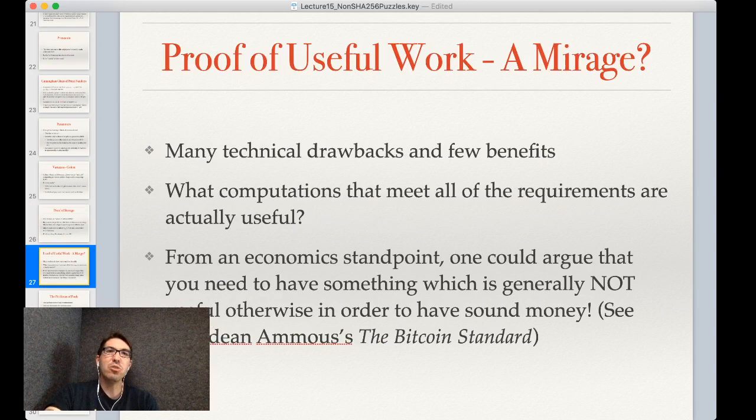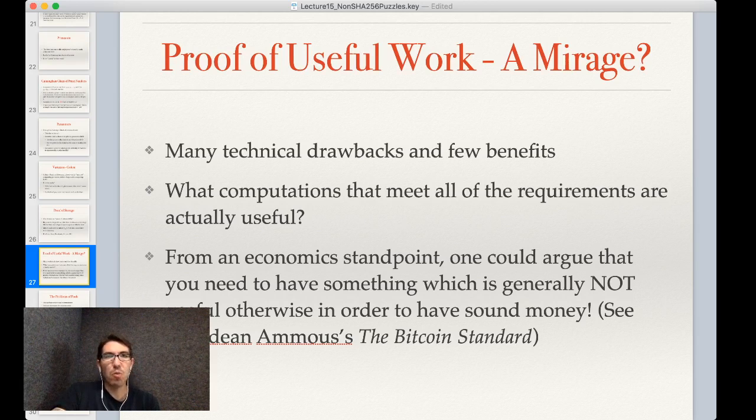However, overall, is using proof of useful work a mirage? There are a lot of technical drawbacks. I mean, there are benefits to doing this in such a decentralized way, especially data storage, but there aren't a lot of benefits for using it directly for block production. Okay? There aren't a lot of computations that meet all of the requirements that we need for true proof of work. So obviously these variations, such as Golem or using proof of storage to store useful documents, were not directly generating blocks from them, but they are something that hasn't quite taken off yet.